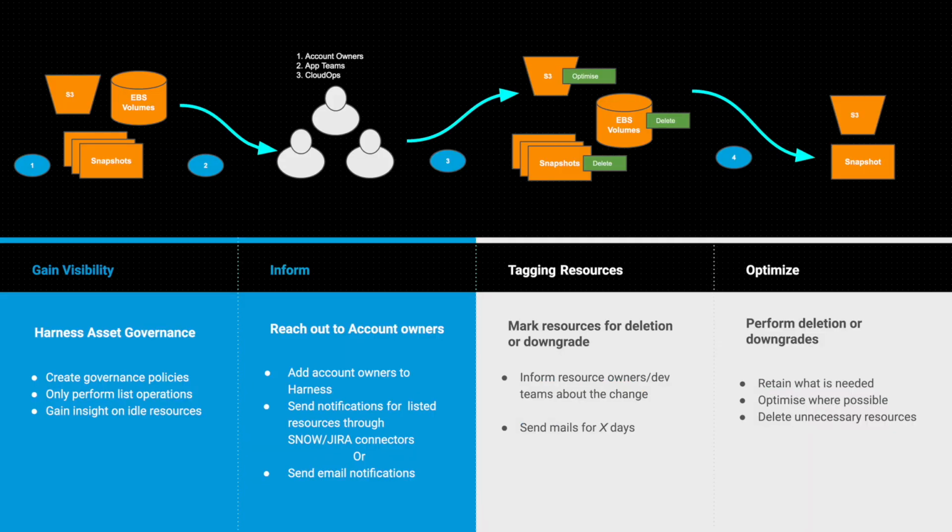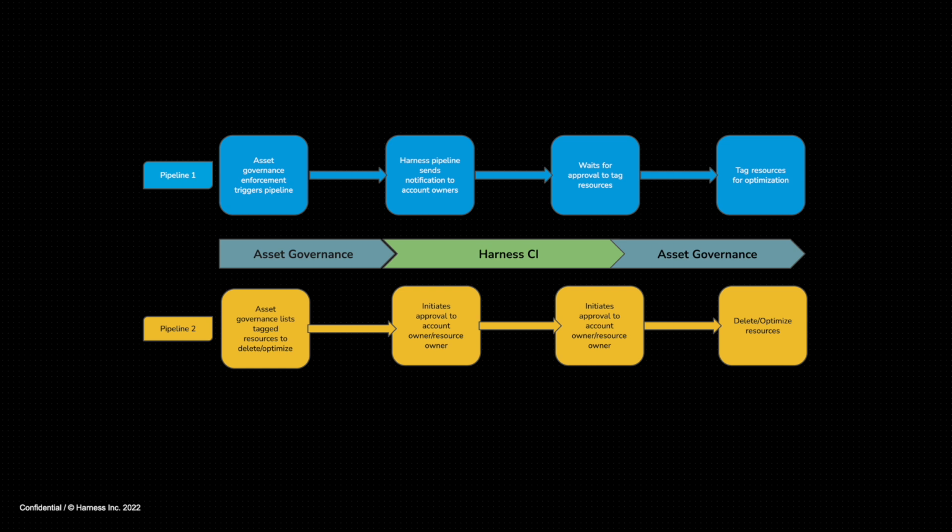The solution follows a four-step process. Gain visibility into idle cloud resources using Harness CCM asset governance. Notify stakeholders like account owners, app teams, and cloud ops about the identified resources. Tag resources for optimization or deletion. And then delete unused resources after the approval. To implement this, we will use asset governance policies and enforcements to trigger Harness pipelines that handle notifications, approval, tagging, and deletions.